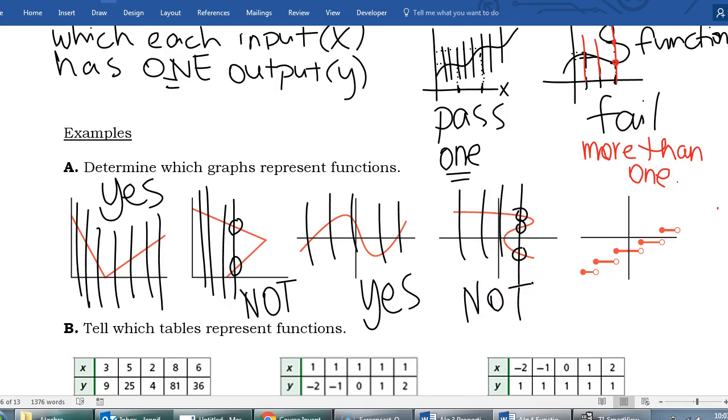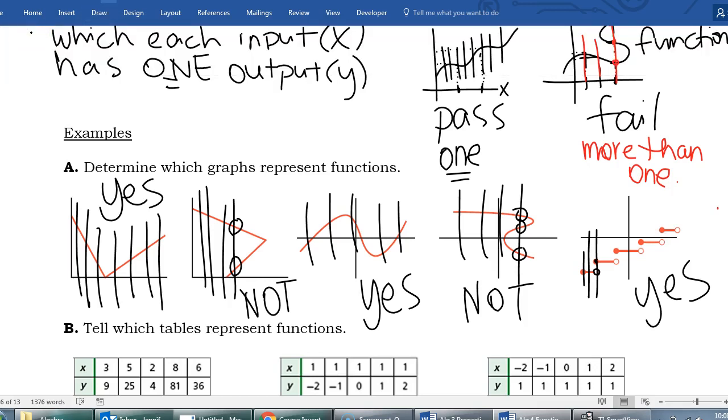And the last one always tricks people, but if I draw my vertical line, you know, we're good here, but right here, that actually passes the test. A closed circle means it hits the graph, but an open circle means it misses the graph right there. So yes, this one is a function. Now, if I actually had one of these guys colored in, this vertical line right here would make the test fail, but those are all open, so this one definitely is a function and it passes the vertical line test.